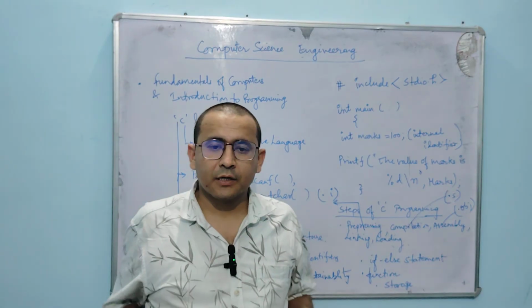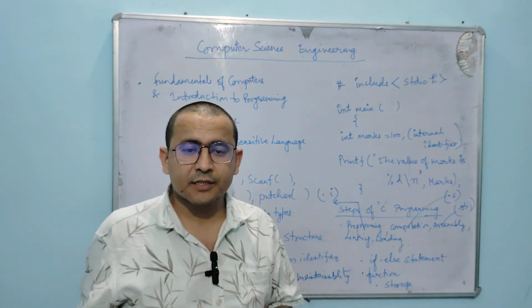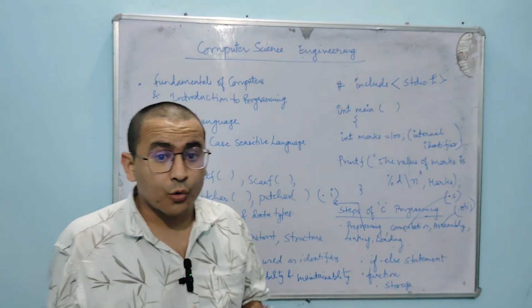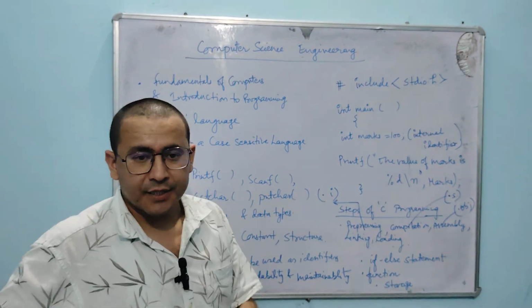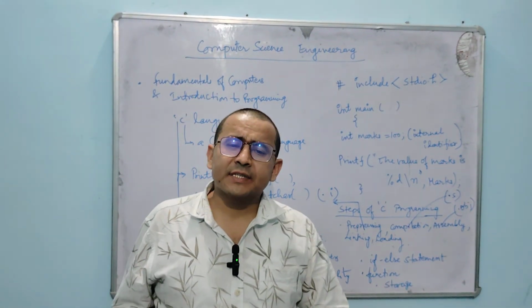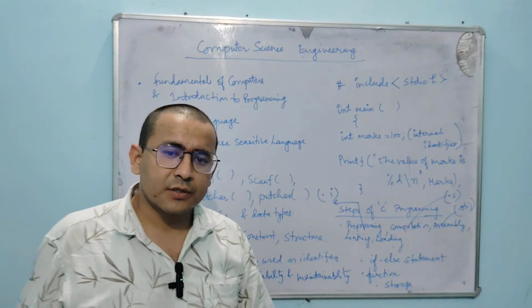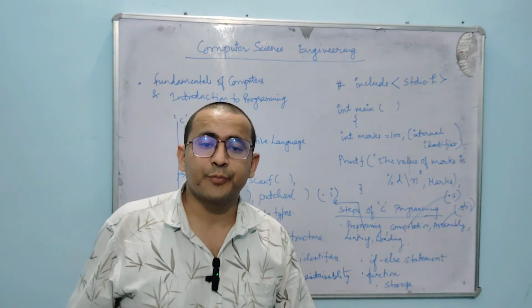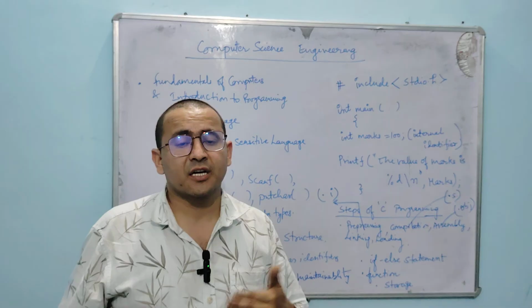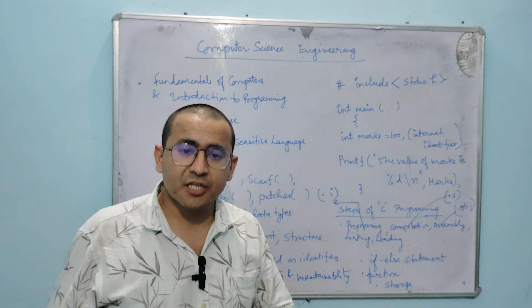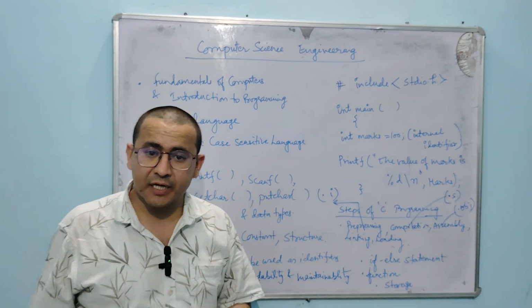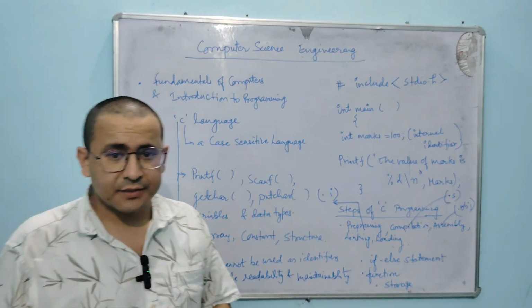Hello everybody. We have a discussion on the course on computer science engineering. In computer science engineering, the discussion will go on computers. So what basically is a computer? The function of a computer is to compute arithmetic and logical operations.